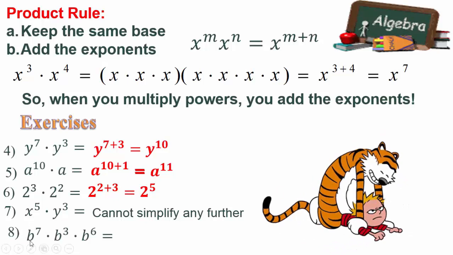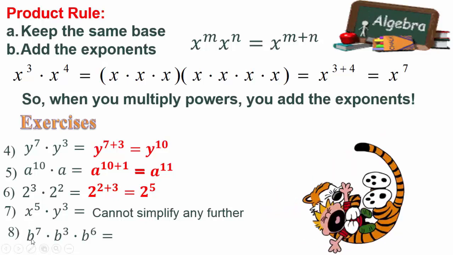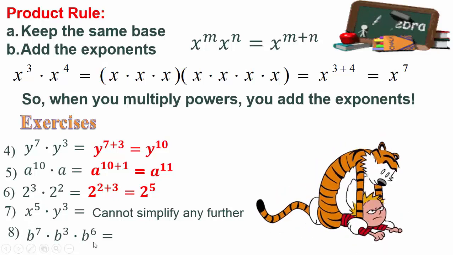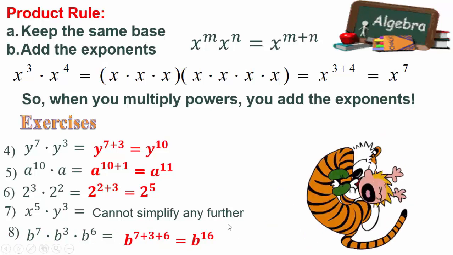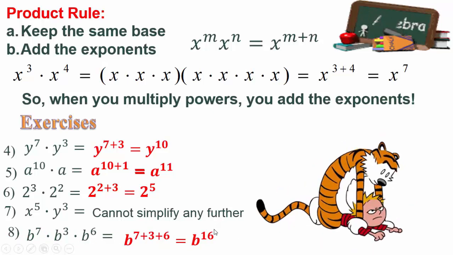Number 8, well, here we have not just 2, we have 3 bases that are the same. So that will mean that we add up 7 plus 3 plus 6 because we have the 3 bases are exactly the same, so that means we get b to the 16.